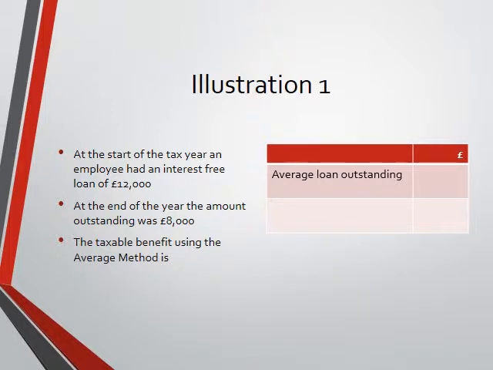So we would calculate the average loan that was outstanding over the year. To do that, we will add the balance at the start of the year to the balance at the end of the year and divide it by 2. So that gives us an average loan outstanding of £10,000. Then we can calculate the benefit, which is our average loan multiplied by the official rate of interest of 3%. So the taxable benefit in this illustration is £300.